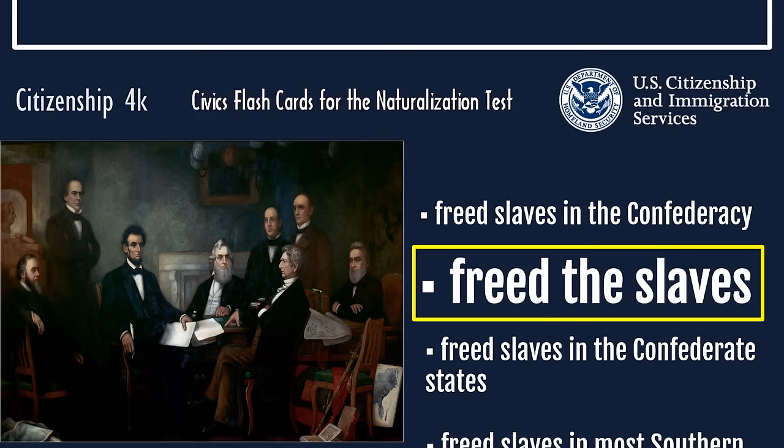What is the capital of the United States? Washington, D.C. What is one promise you make when you become a United States citizen? Be loyal to the United States.